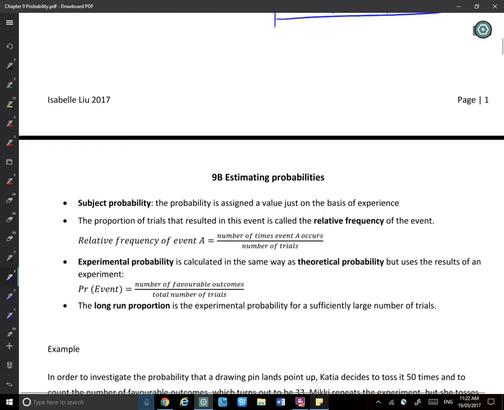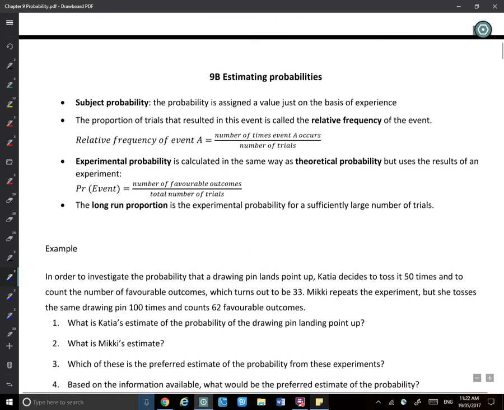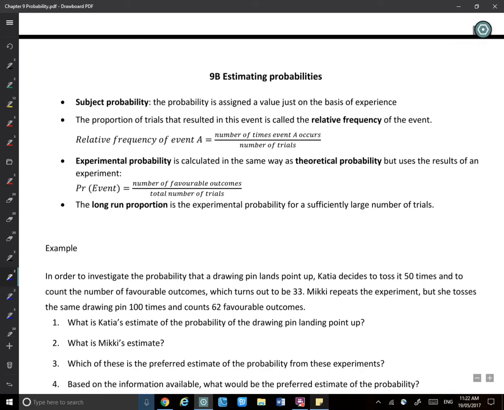Okay, have a look at B. Estimating probabilities. First is subjective probability. So what is subjective probability? Remember, subjective probability is not necessarily true. Subjective probability is an estimation based on what I think it will be. It's based on experience, but my experience is not necessarily the true probability.